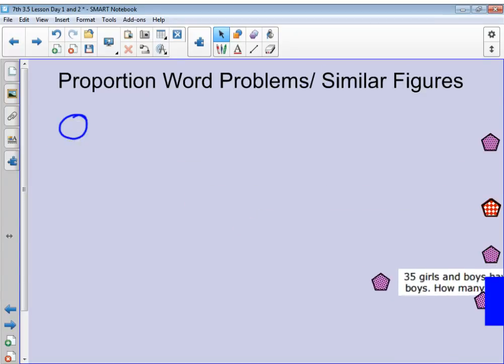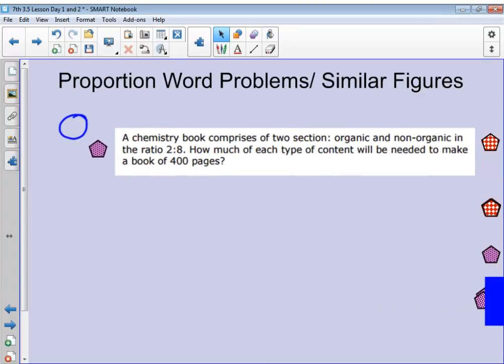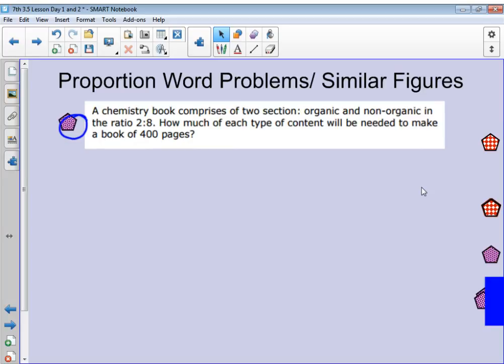Okay, so I want you guys to try this one. Okay, so we've got a chemistry book that comprises 2 sections. You've got organic and non-organic in the ratio of 2 to 8. How much of each type of content will be needed to make a book of 400 pages? So this is a book and it's got 2 sections, like chapter 1 and chapter 2. And they just titled the chapters organic and non-organic, okay? So the ratio is 2 to 8.